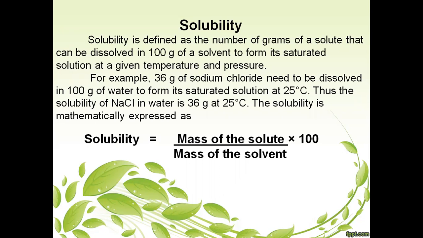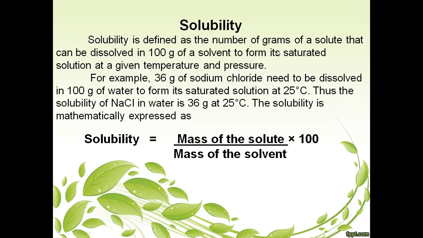For example, 36 grams of sodium chloride. Mass of the solute is 36, divided by mass of the solvent, 100. The 100s cancel, so solubility is 36. So the solubility of sodium chloride is 36 grams at 25 degrees Celsius. Solubility means that at a particular temperature or pressure, for 100 grams of solvent, the number of grams of solute dissolved in it is called solubility.